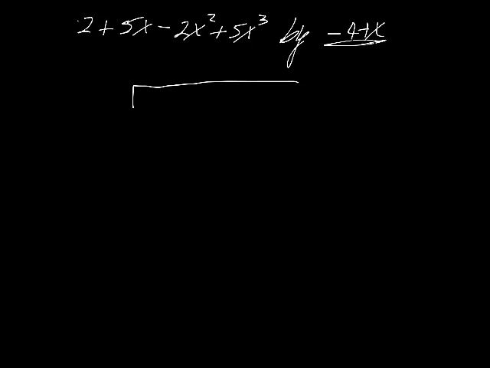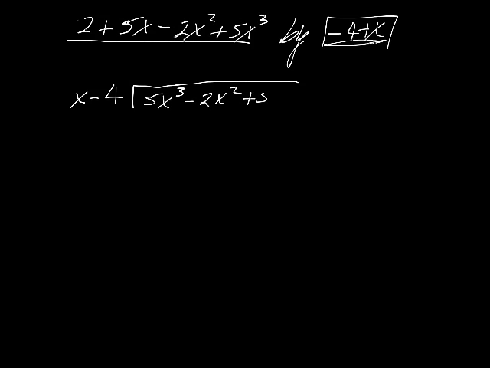But one of the things we have to do first is reorder these. We don't want this written that way. We always want it written variable first, constant or number last, and we're going to put these in order as well: 5x cubed minus 2x squared plus 5x plus 2.